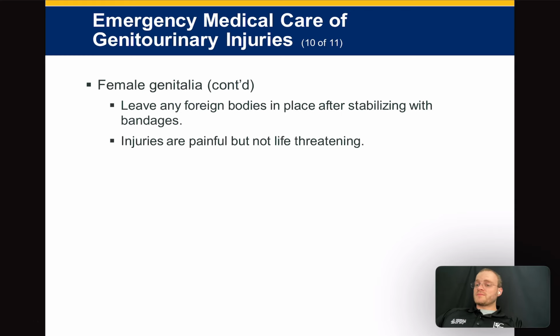Leave any foreign bodies in place after stabilizing with bandages. Again, this could be sexual things or abuse, or an example is an autistic or mentally incapable person sticking something in their vagina. It's not a sexual thing. It's just something a kid would do. And where you also see this is in very young children. They'll stick something in their vagina and it goes in, and they don't report it because they're not capable of reporting it, and so then they end up with an infection because there's a foreign body in their vagina.